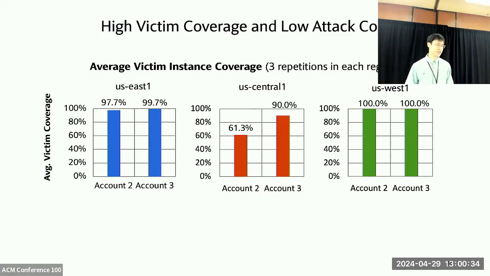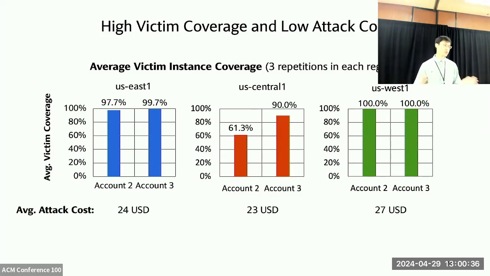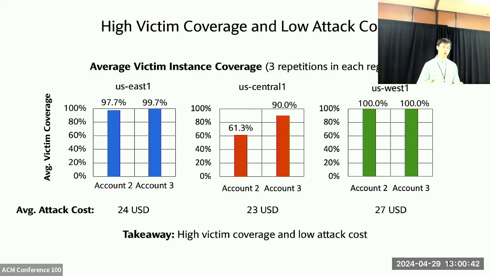In terms of the attack cost, it costs about $23 to $27 to perform the attack, which is quite cheap. So the takeaway from the evaluation is that by exploiting this load balancing behavior, you can achieve high victim coverage with very low attack cost.